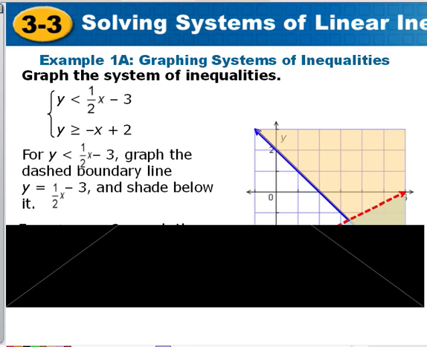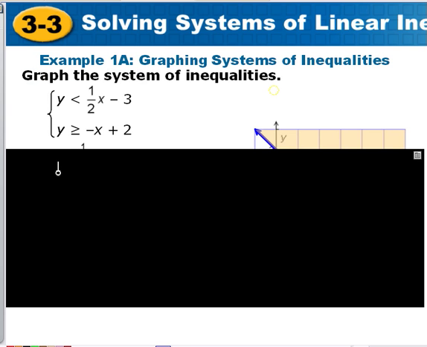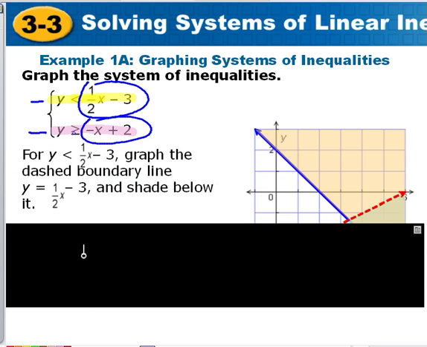Let's look at an example. Here's our first system of inequalities. So y is less than 1/2 x minus 3, and y is greater than or equal to negative x plus 2. So you would treat these as you would if they were separate inequalities. You're going to graph each of these inequalities by graphing your boundary line, and your boundary line is the line defined by your equations here. And this one is going to have a dashed line because it's got a less than and not an equal. This one will have a solid line because it's got a greater than or equal.